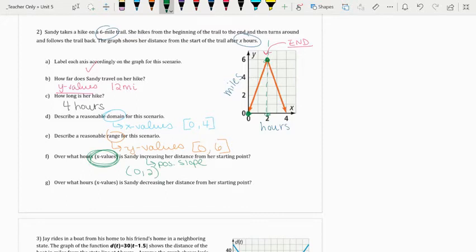Next one, it says over what hours is Sandy decreasing? Well, decreasing is the other part of the graph, right? This is where it is decreasing and going down. So that's from 2 to 4. So we're going to do a couple more examples like this, and we'll move a little quicker on the other ones.